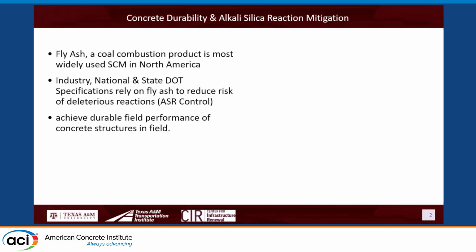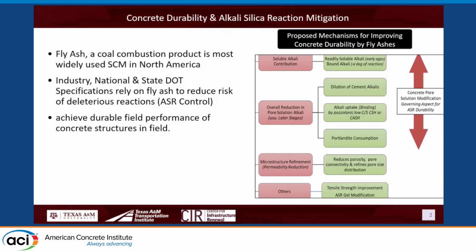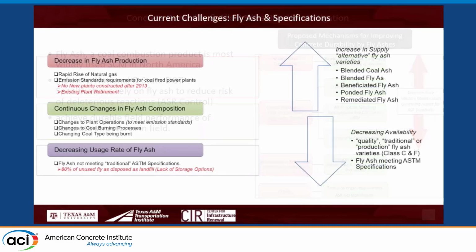Overall, in terms of concrete durability and ASR, fly ash is the most typically used SCM in the United States, not only for ASR but also to achieve good durability performance in the field. There are a couple of mechanisms by which this happens. When you replace cement with fly ash, there is alkali dilution. There is also some contribution of alkalis from these SCMs, like fly ash, to the Portland cement. There is also microstructure refinement, which densifies concrete porosity, as well as other parameters.